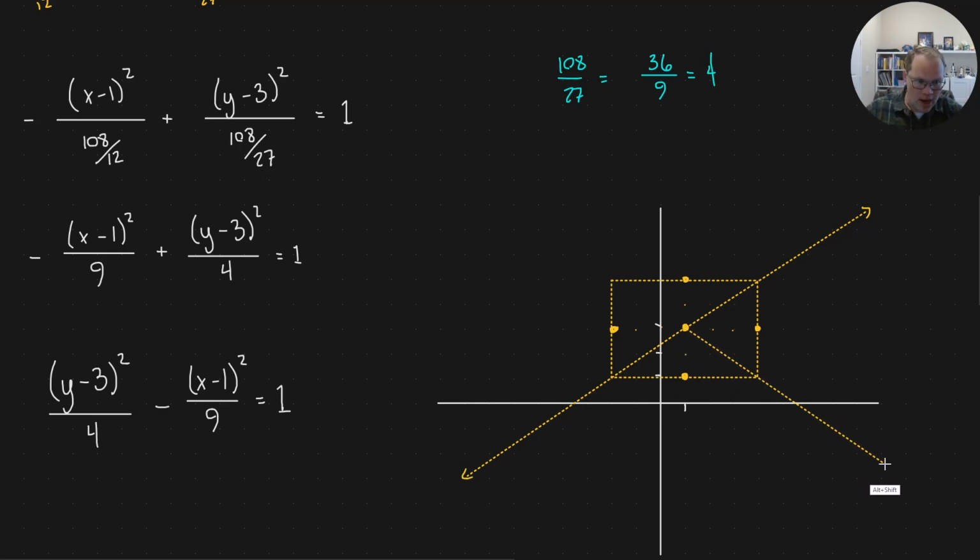And because the y term is positive, it's going to open in the y direction, up and down. Right? The y term's positive. So we're going to open up and down. So draw your hyperbolas hugging those asymptotes.